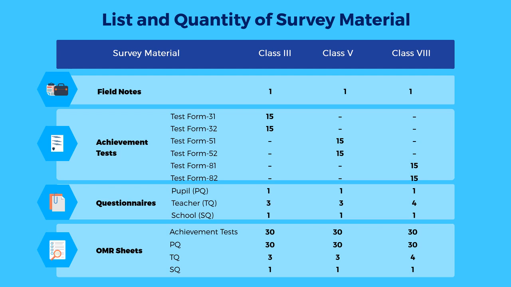The quantity of these materials will increase proportionally if there is more than 1 medium of instruction. Also keep 2 copies extra of test booklets and questionnaires and an additional 5 copies of test OMRs and PQ OMRs each.